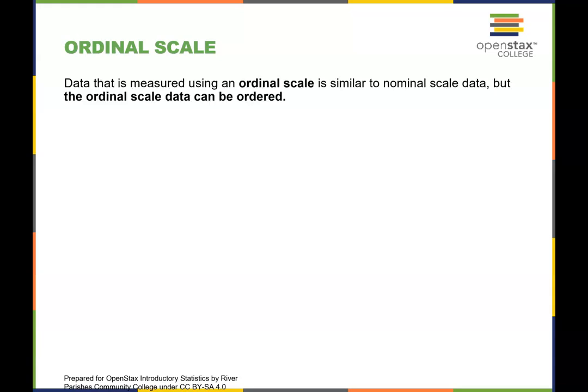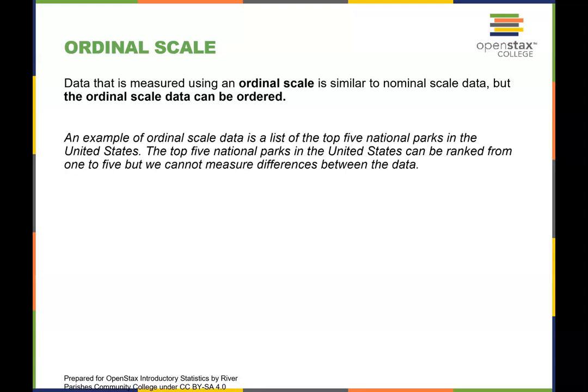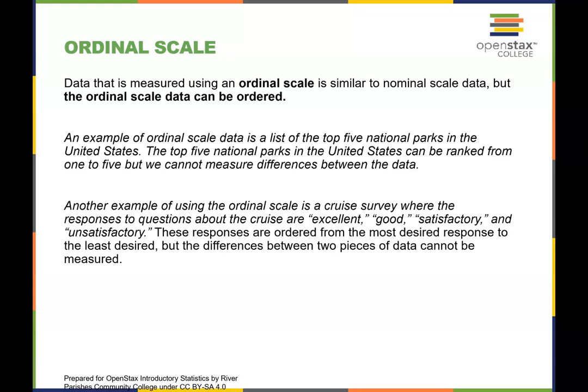Ordinal scale. Data that is measured using an ordinal scale is similar to nominal, but it can be ordered. For instance, we have the list of top 5 national parks in the United States. So this is where it's different. You're ranking things. But there's still not measurable differences between the data. Another example would be a cruise survey. This is where we take that nominal and go the next level up, and we're doing the scale of 0 to 5, like I was saying earlier. From most desired, least desired, things like that. Again, it cannot be used in calculations.